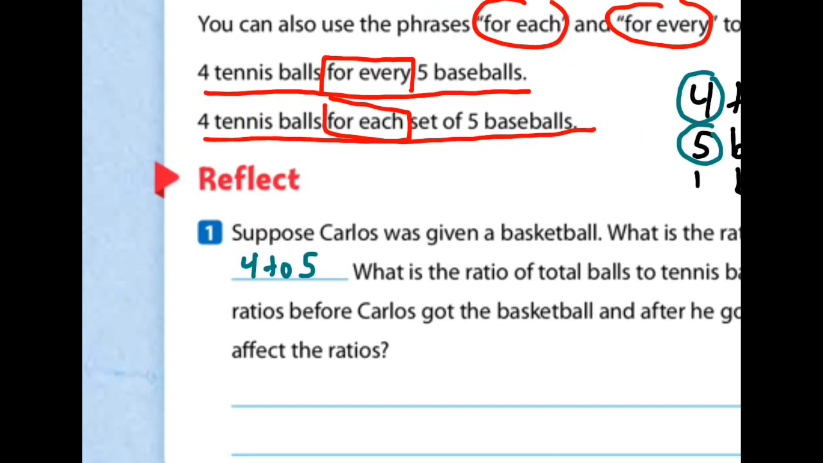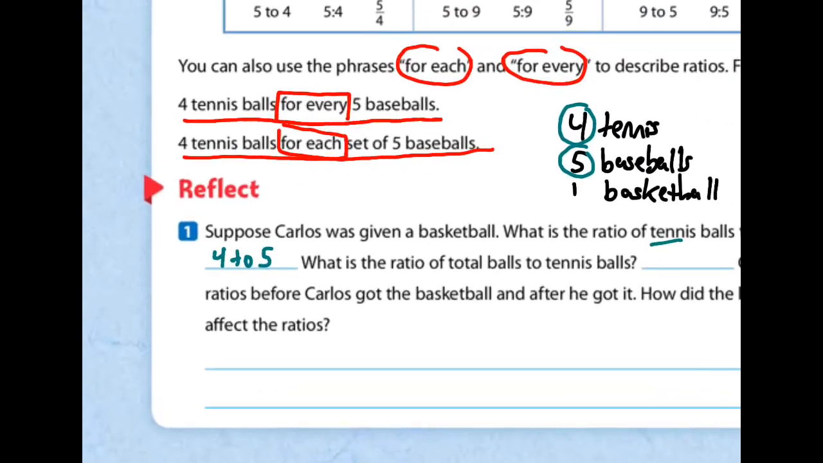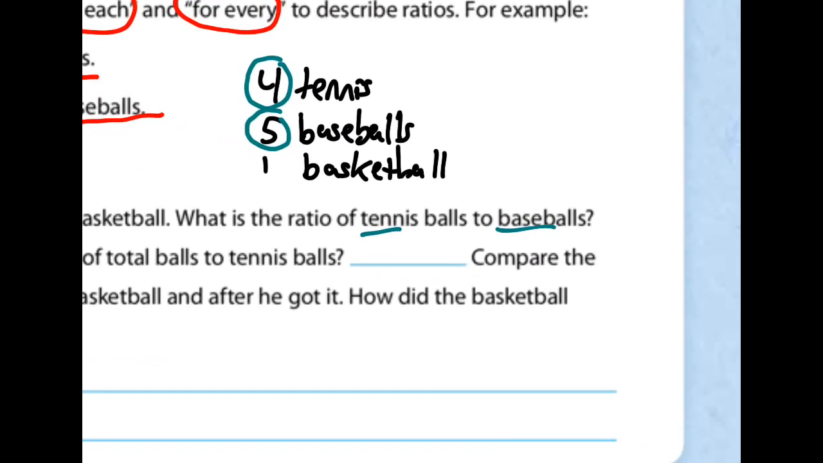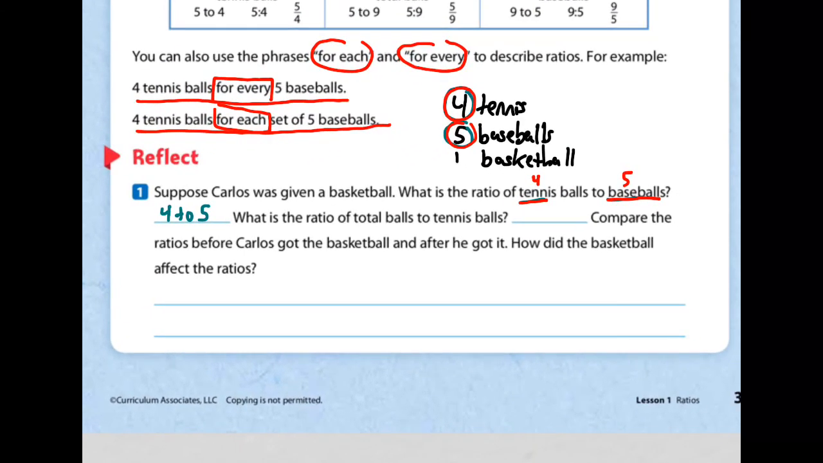Now you can write it with the word "to," you can write it with the colon, or you can write it like a fraction. It does not matter which one of those ways you wrote it. But here is what does matter. Do you see how the word tennis ball was first and baseballs was second? You must have the 4 first because tennis balls is first, and the 5 second because baseballs was second. You have to follow the order of the sentence.